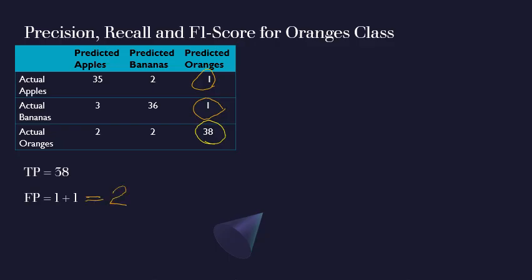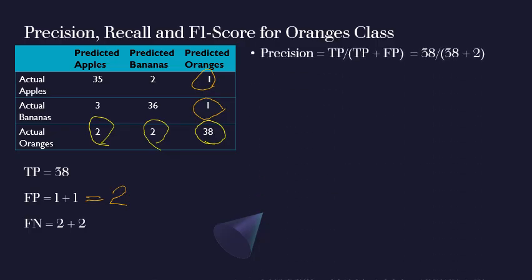And then let's take a look at our false negatives. So for false negatives, there are 2 oranges incorrectly predicted as apples, and then 2 oranges incorrectly predicted as bananas. So all in all, the value of false negatives is 4.